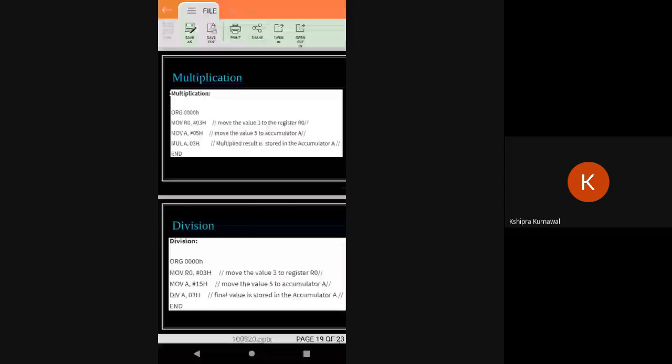So definitely the answer will be 5. 15 divided by 3, so the answer will be 5 and that will be stored in accumulator. In this case the 15 will go away from the accumulator. So we are supposed to remember this logic.